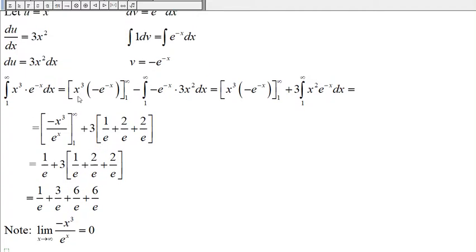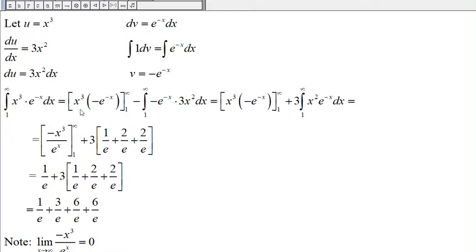And so we get u, which is x to the third, and this is v. And again, this will be v du, so it will be negative e to the negative x, and then du is 3x squared. So we end up with this plus 3 times the integral of x squared times e to the negative x. But in the earlier step, we found that the integral of x squared e to the negative x is 1 over e plus 2 over e plus 2 over e.